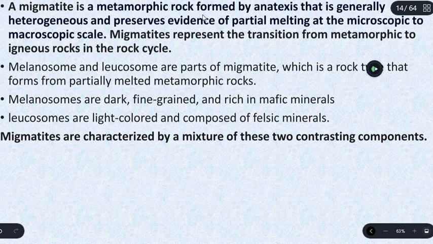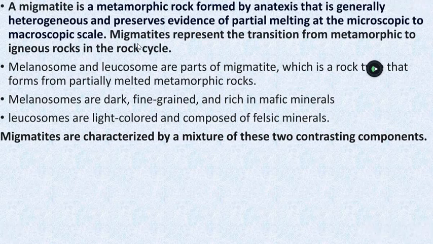Okay, migmatite is a metamorphic rock formed by the anatexis process, generally heterogeneous and preserving the evidence of partial melting at microscopic to macroscopic scale. From the very small scale to the large scale, due to the partial melting of the rock, the migmatite will form. Migmatite represents the transition from metamorphic to igneous rock in the rock cycle, because migmatite forms in the very high grade metamorphic zone.